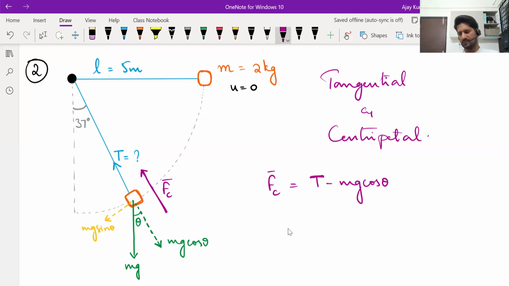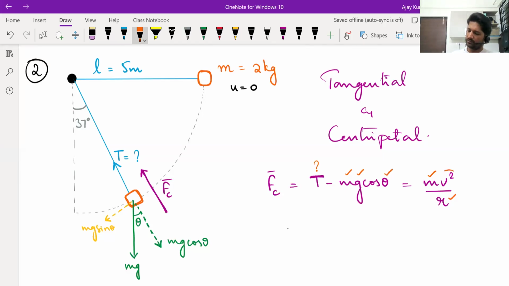mv square by r square. Correct, mv square by r. Our aim now is to calculate tension. To calculate tension, you need to know the mass of the block given, gravity is known, the angle is given. Radius we know, that's the length of the string itself, 5 meters.